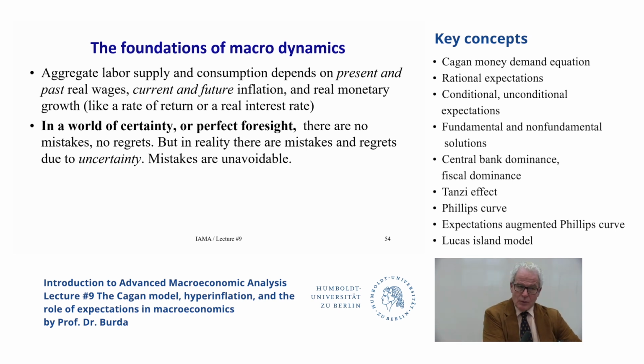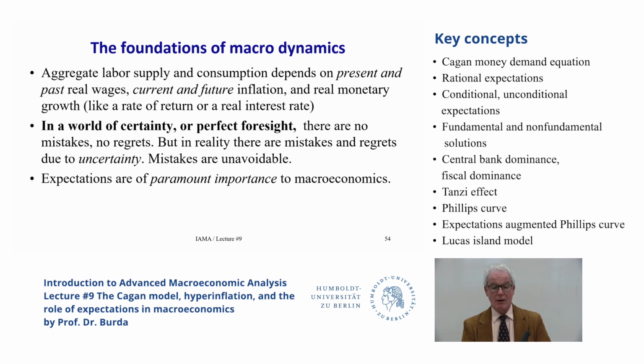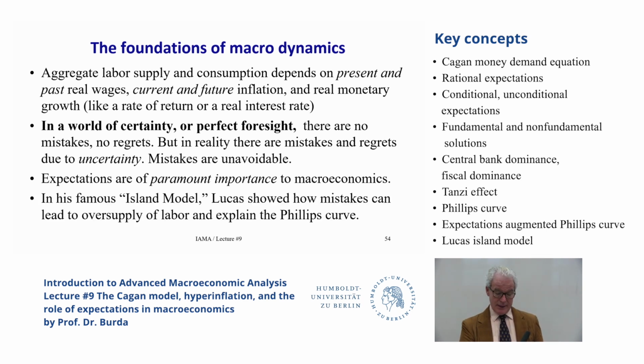So even in the world of overlapping generations, we have potential for fluctuations. And think about if we reduce the period to a quarter, then suddenly you have much more room for action. So in a world of certainty or of perfect foresight, you may not have regrets, but in reality you do have regrets, you have uncertainty. So mistakes are part of the story of generating the cycle.